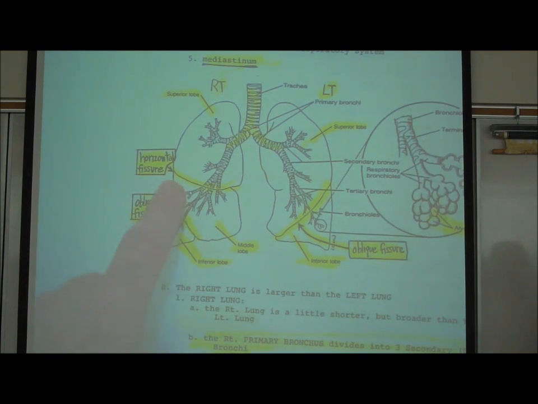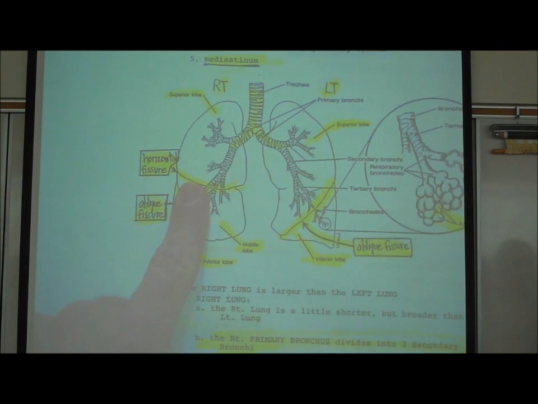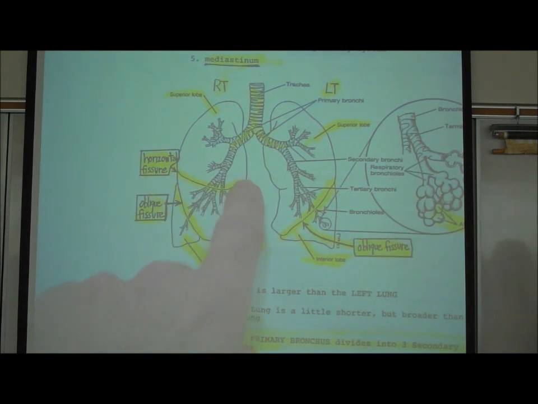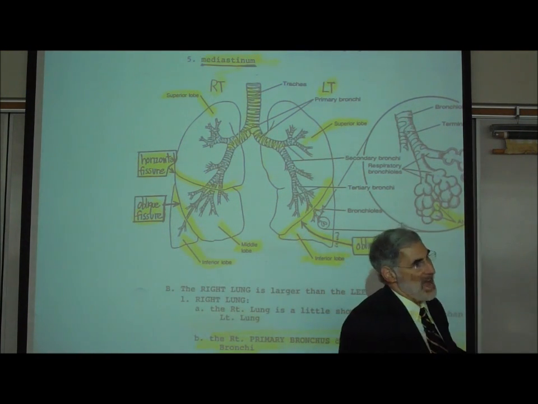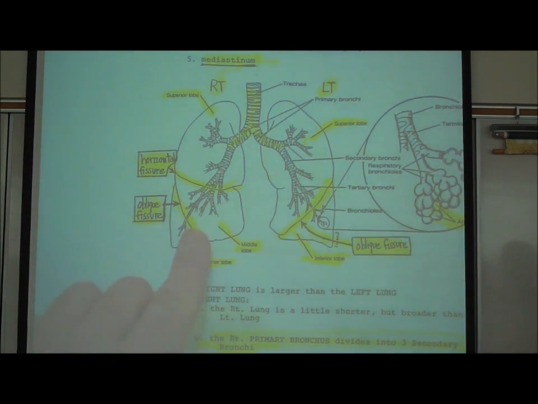The fissures that separate these lobes. This one is called the horizontal fissure because it's running horizontally between the superior and middle lobe. And this fissure is called the oblique fissure. Oblique means at an angle, diagonally, between the middle and the inferior lobe.